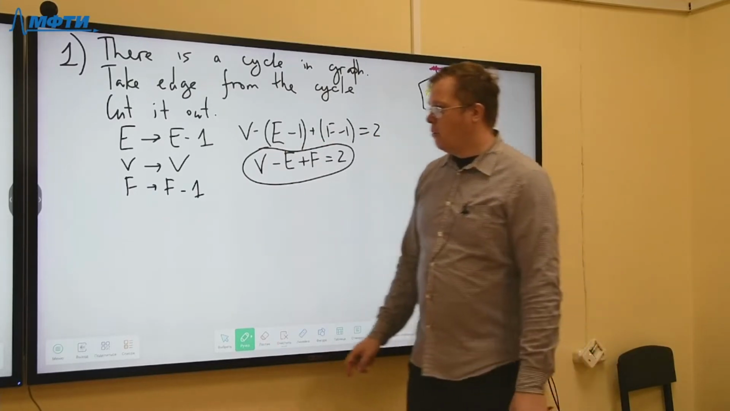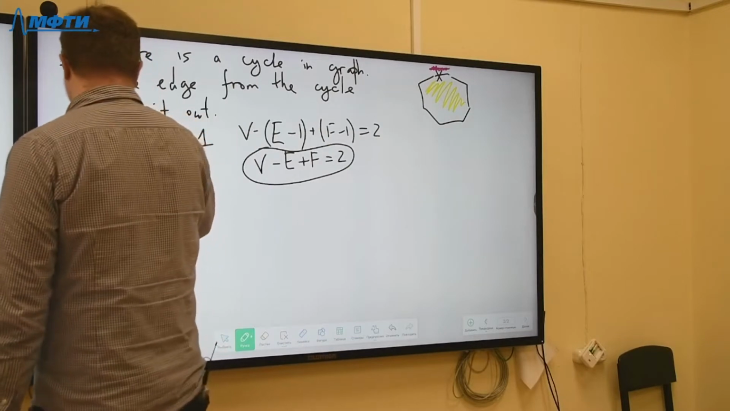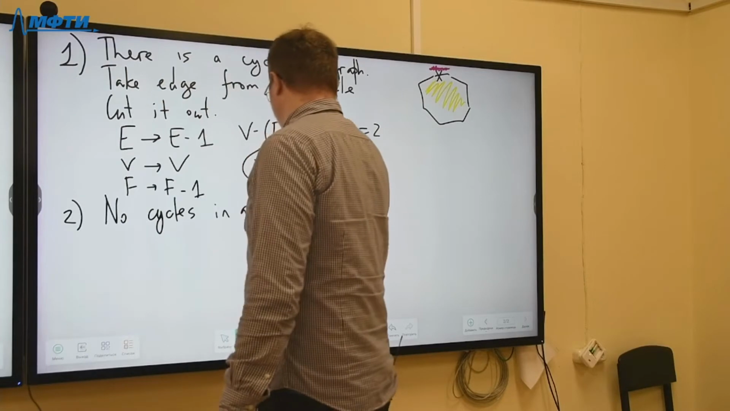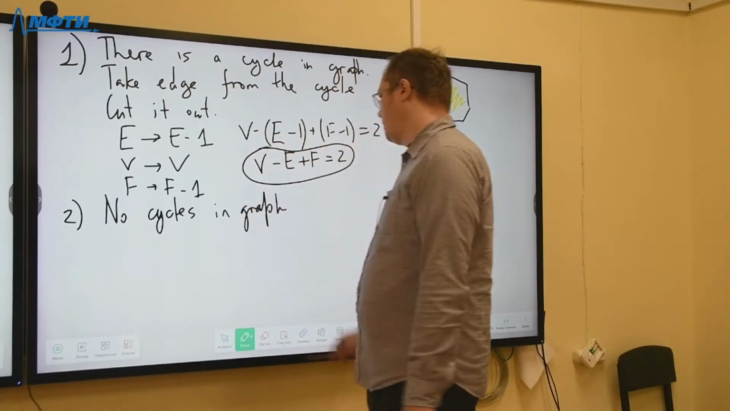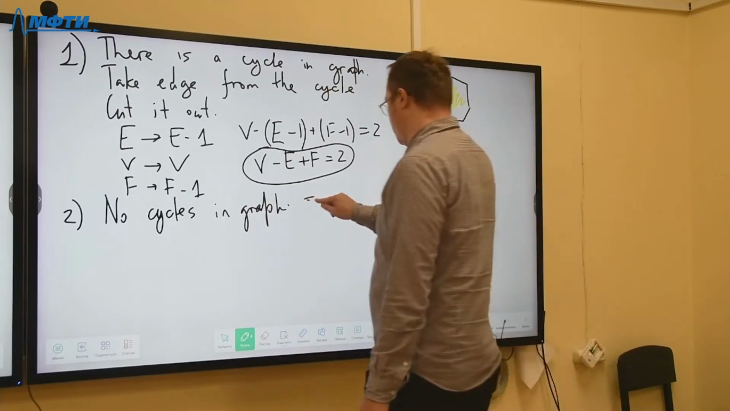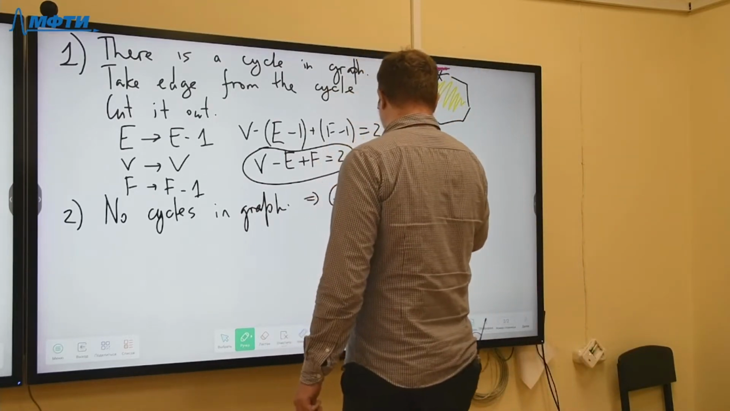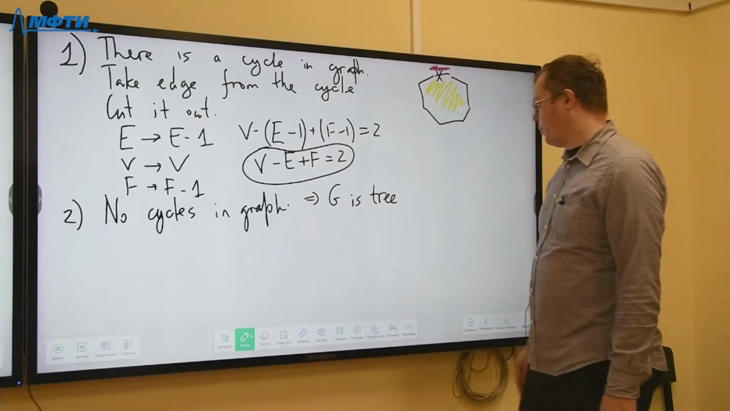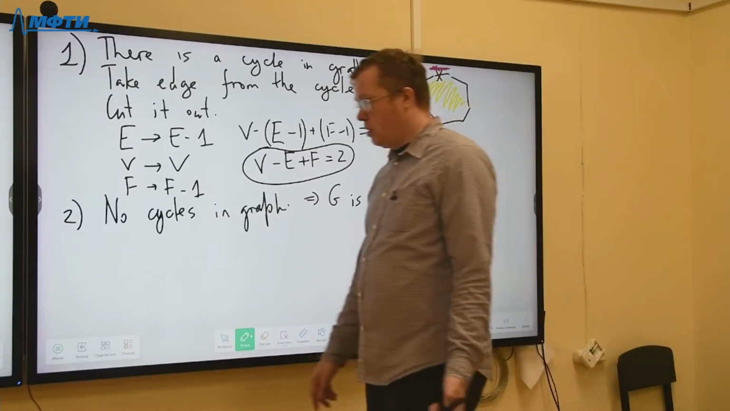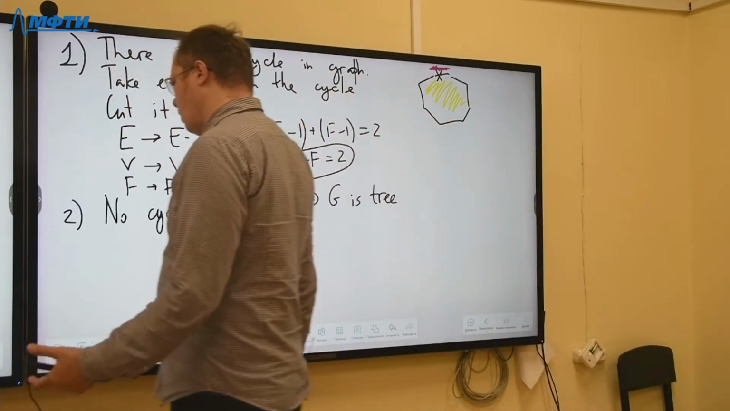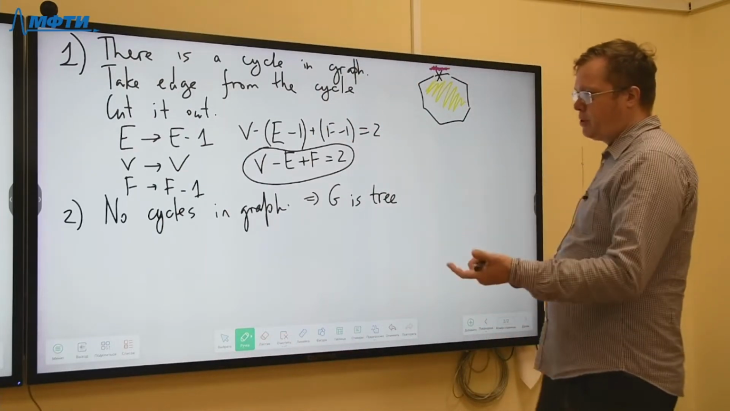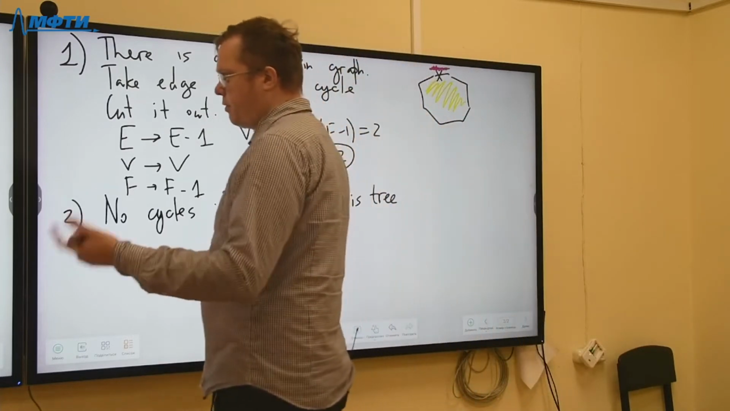Okay, what if we have no cycles? This means that we have a graph that is connected and without cycles. And so if we have a tree, then we can find an edge such that if we leave out the edge and one of the vertices at the end of it, the graph will still be connected.